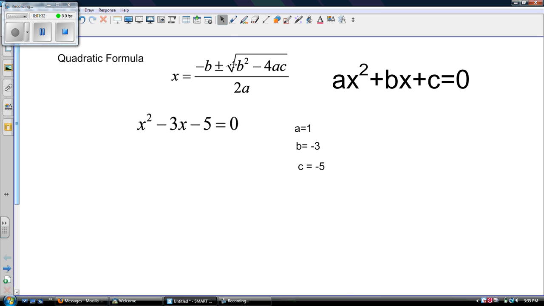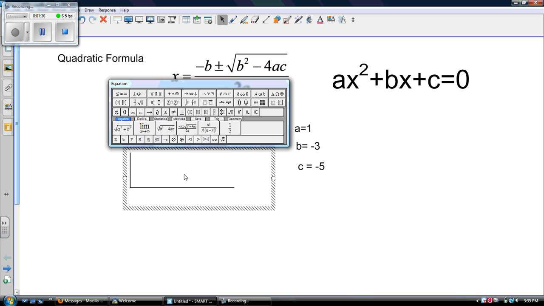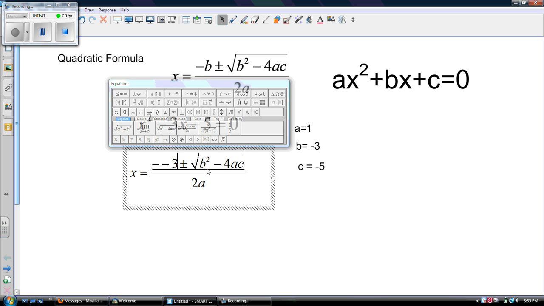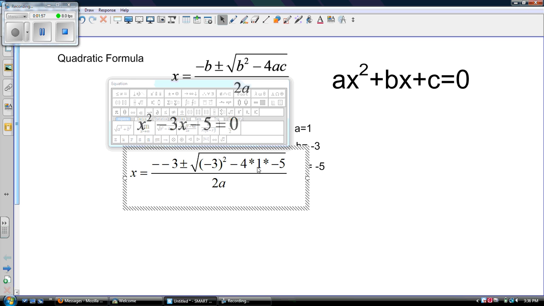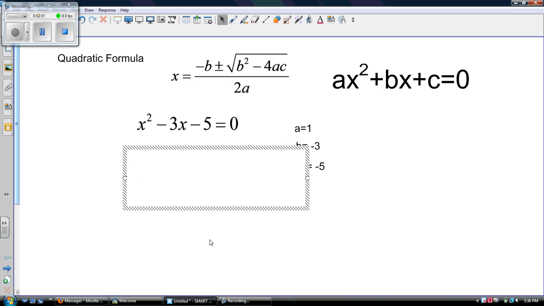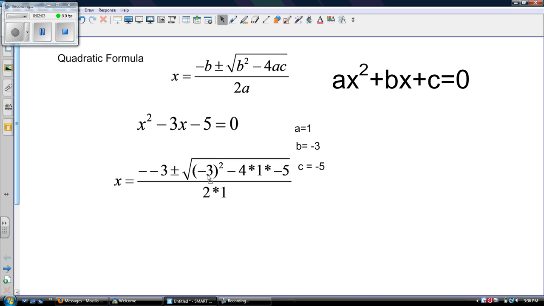So then what we do is we substitute those values into the equation. Everywhere we see a b, we're going to put a negative 3. Everywhere we see an a, we're going to put a 1, so this is times 1. And everywhere we see a c, we're going to put times negative 5. And then fill in this a with a times 1. So all we've done is substitute our values here.